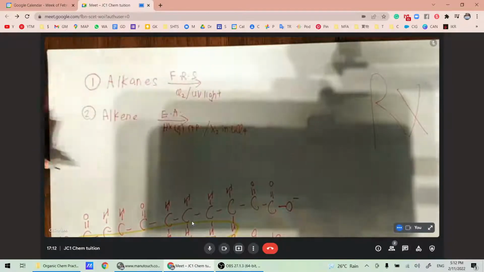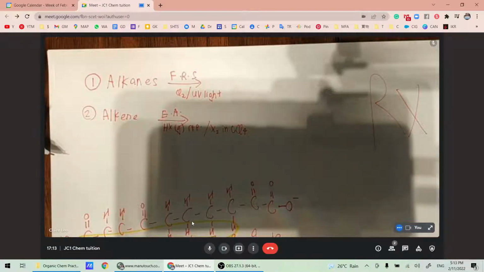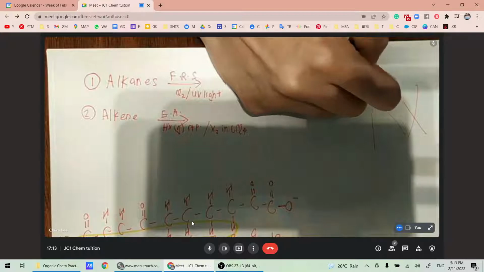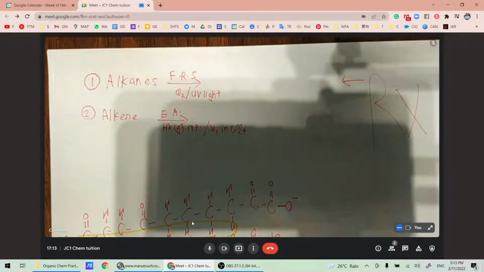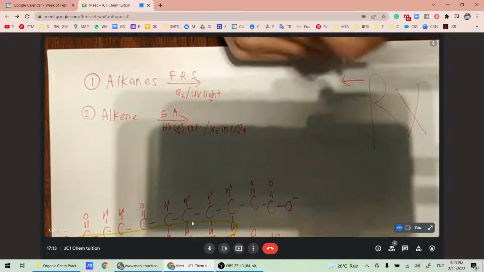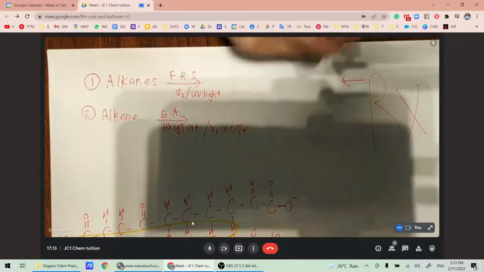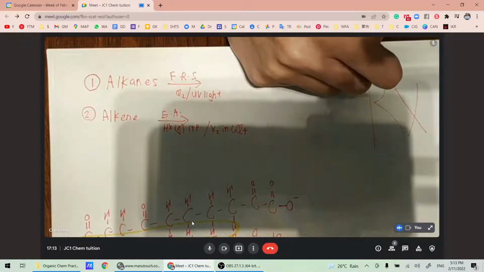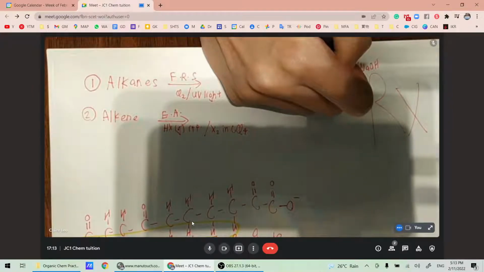The second way is alkenes undergoing electrophilic addition, where you can add hydrogen halides at room temperature or halogens in CCl4, no UV light. Then you get your halogen derivatives. Actually, there's a third way, which I will cover in alcohols. Alcohols can undergo nucleophilic substitution to form halogen derivatives. We will cover this under alcohols a bit later, hopefully next lesson.